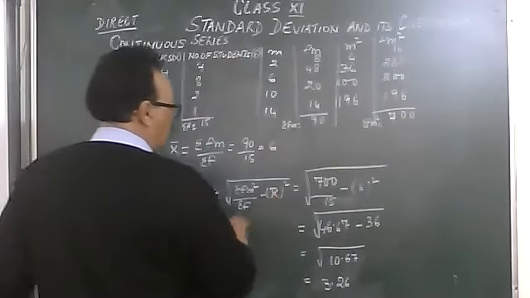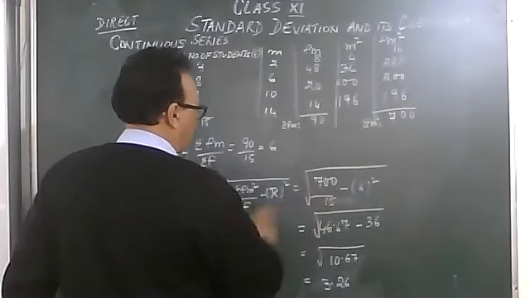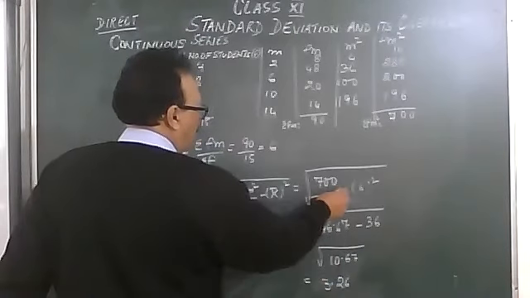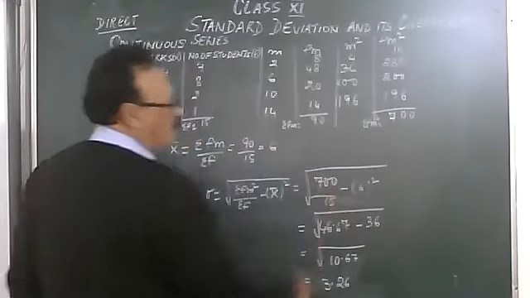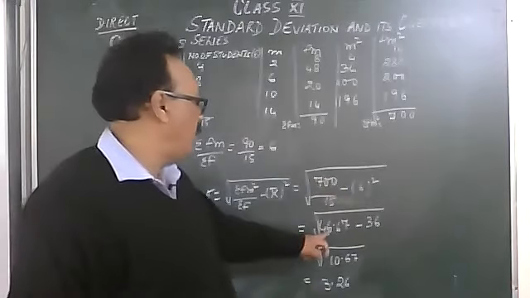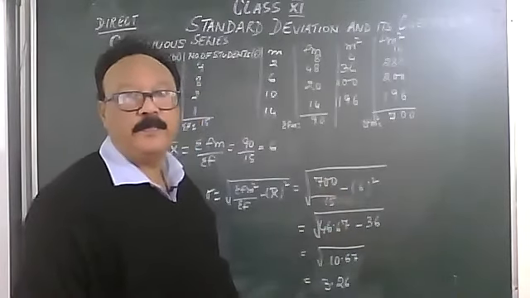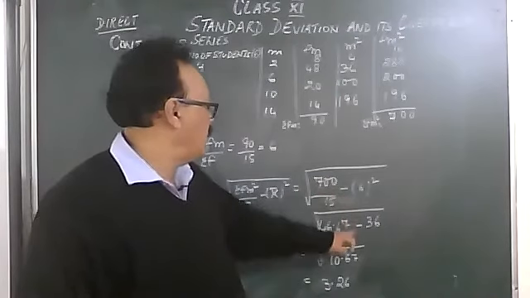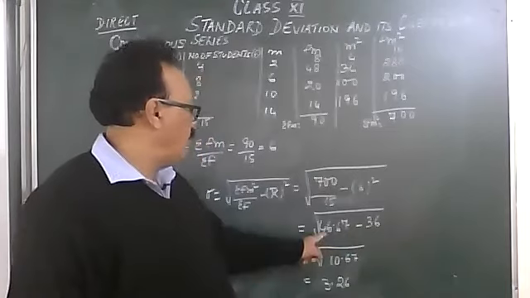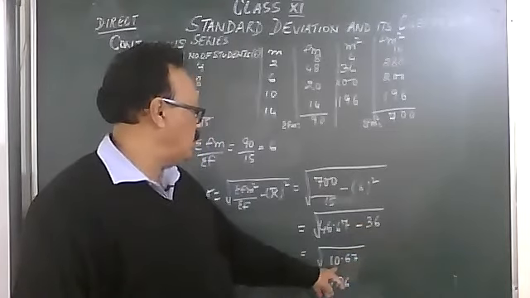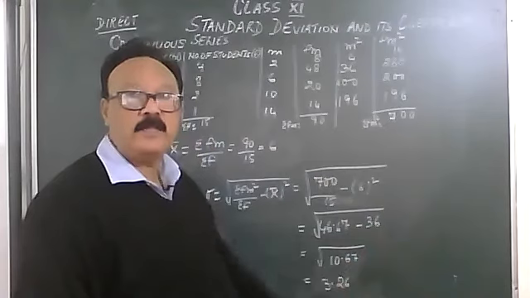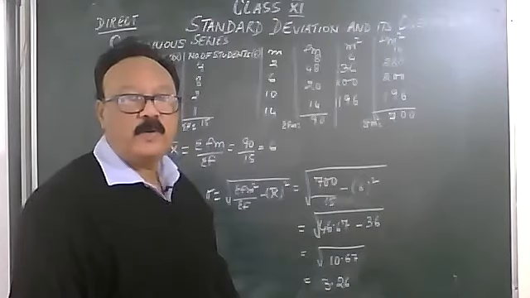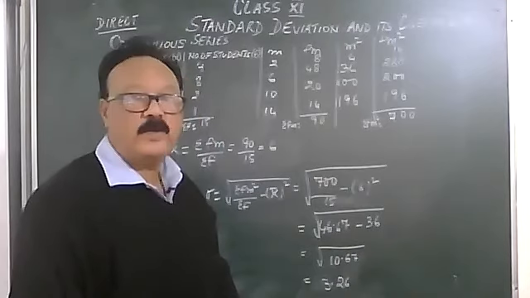Substitute those values in the formula. 700 upon sigma f, which is 15, minus mean, 6, squared. Dividing 700 by 15, you would get 46.67. Then 46.67 minus 6 6s are 36, minus 36, you are left with the square root of 10.67, and that would give you 3.26.